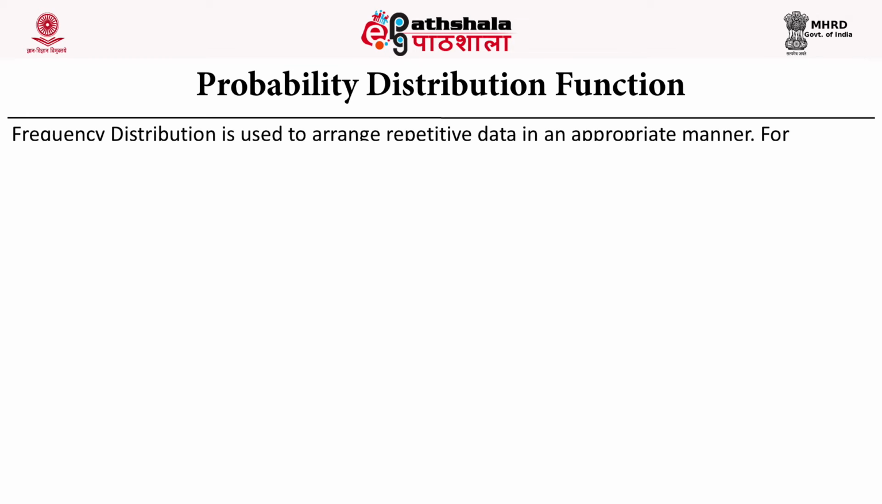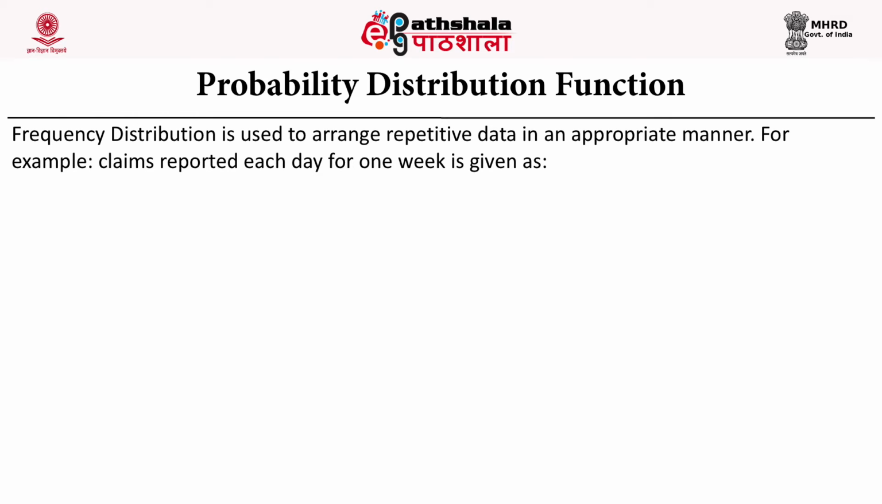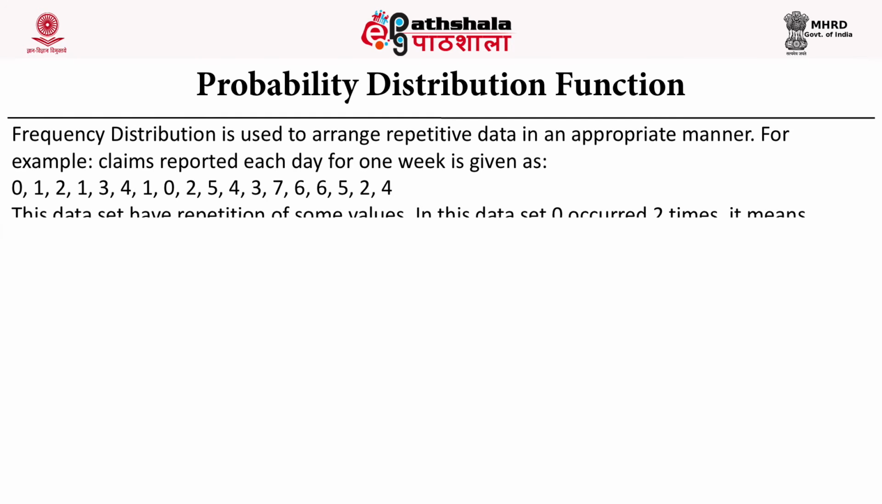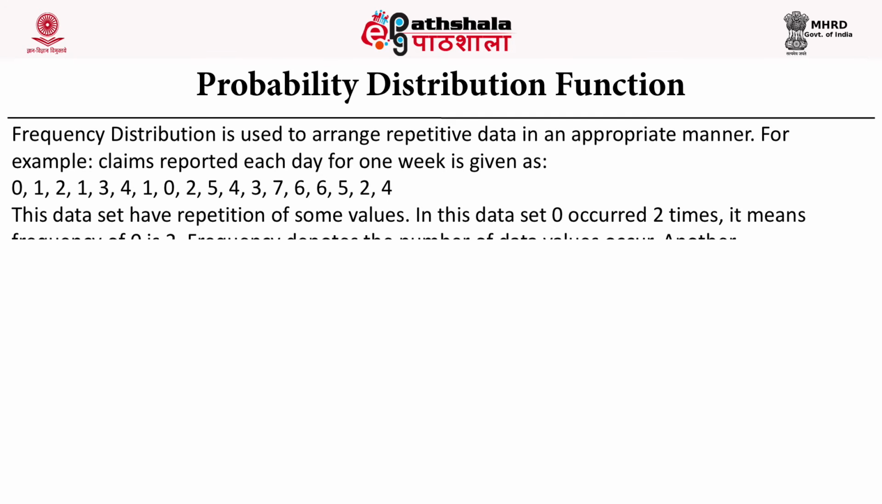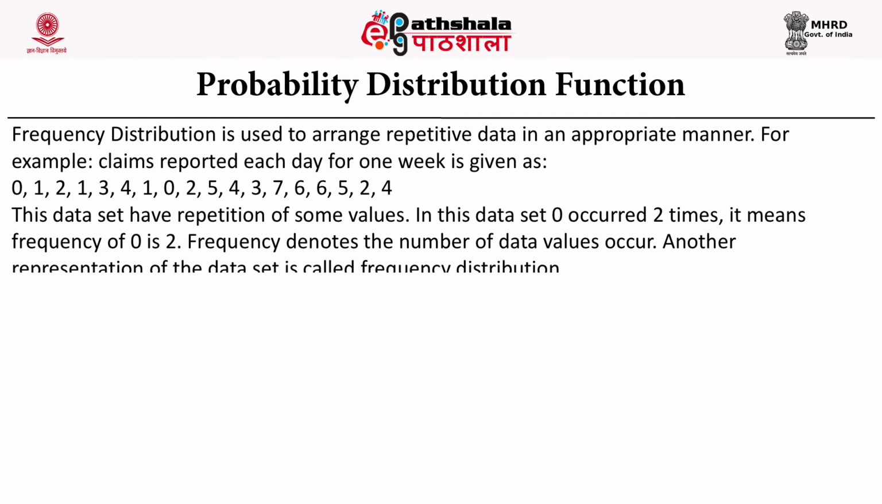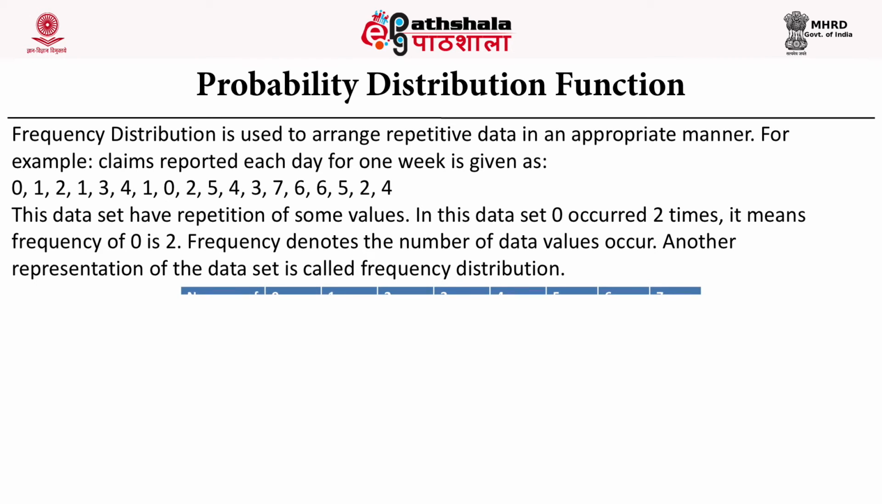So now we will discuss an important thing, that is the probability distribution function. A frequency distribution is used to arrange repetitive data in an appropriate manner. For example, the number of claims reported each day for 1 week is given as 0, 1, 2, 1, 3, 4, 1, 0, 2, 5, 4, 3, 7, 6, 6, 5, 2, 4. This data set has repetition of some values. In the data set, 0 occurred 2 times, which means the frequency of 0 is 2.